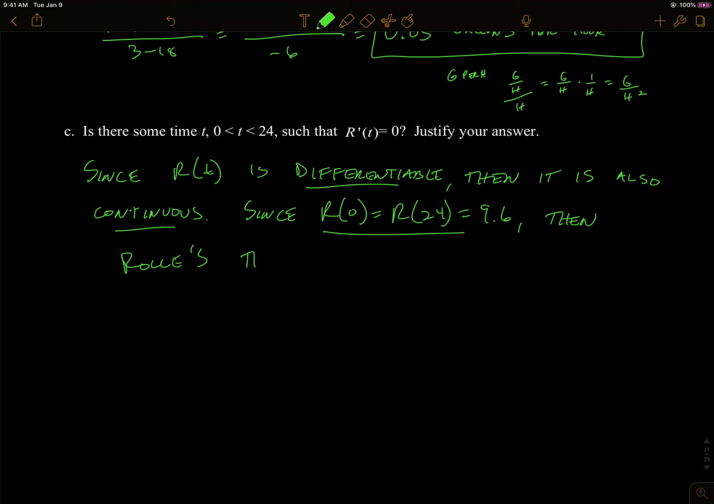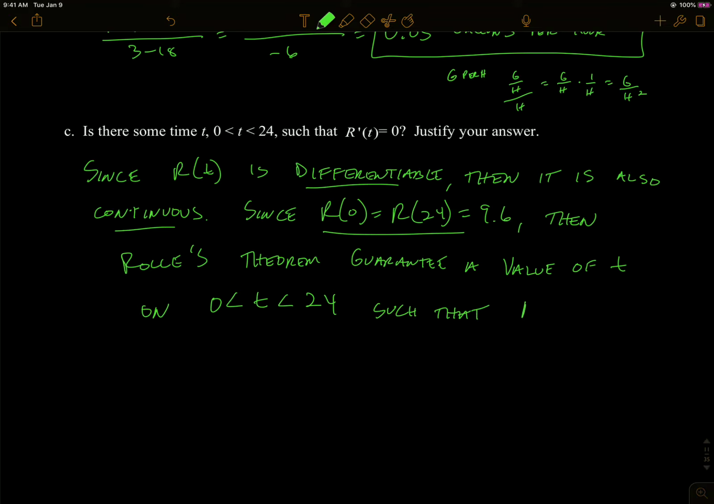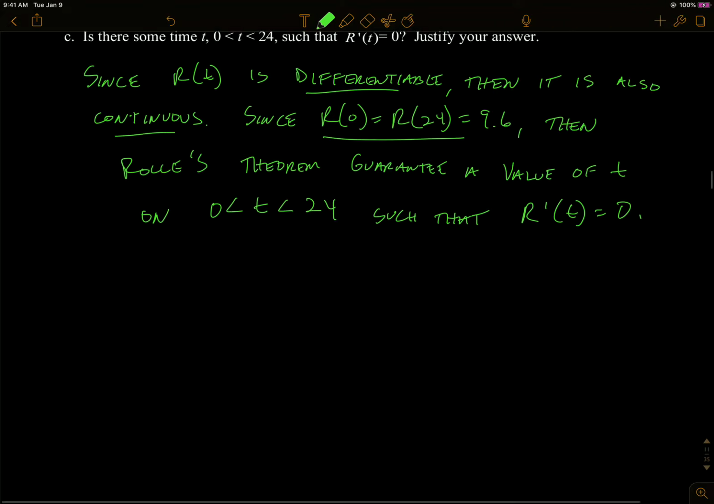So then Rolle's theorem will guarantee a value of t on that given interval from 0 to 24, and not one of the endpoints, so it's that open interval, such that the derivative, or the rate of change of r, will be equal to 0.